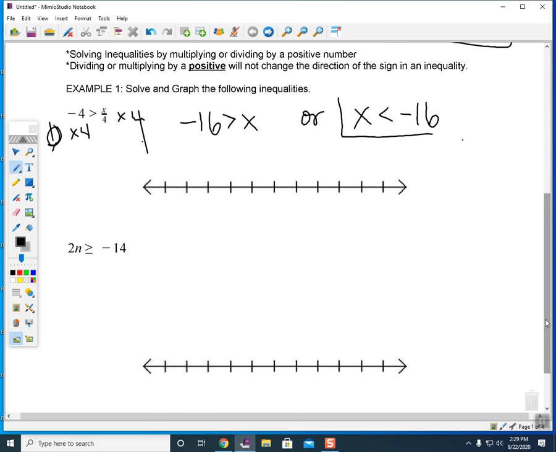So if I go down to my graph, I'll put negative 16 right here, then negative 14, negative 12, negative 10, and negative 18, negative 20, negative 22 going the other way. Since x is less than negative 16, I'm going to have an open dot on negative 16, and my arrow will point to the left.